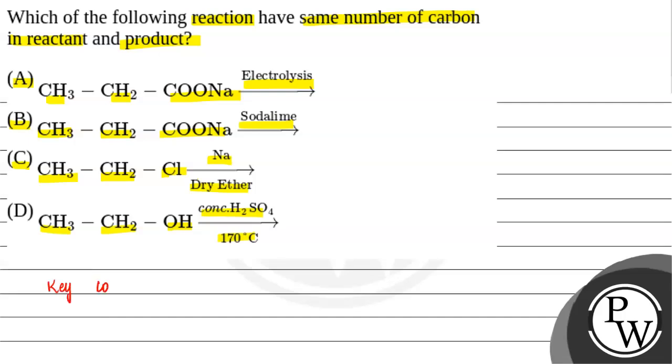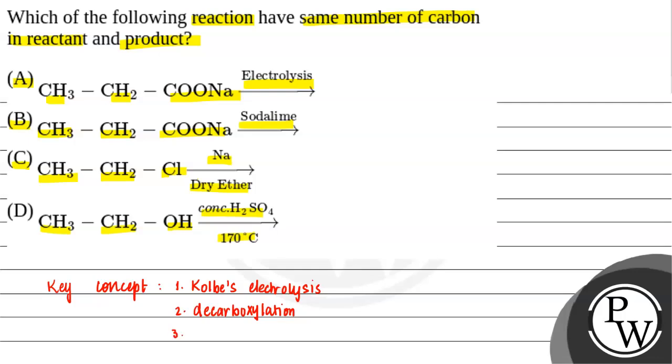तो अगर हम बात करें इस क्वेश्चन के key concept की, तो पहला तो हमारा जो रिएक्शन है, that is of Kolbe's electrolysis. हमें ये वाली रिएक्शन आनी ही चाहिए. And then our second reaction is our soda lime reaction. तो इसमें decarboxylation हो रहा है. So that is our decarboxylation reaction.